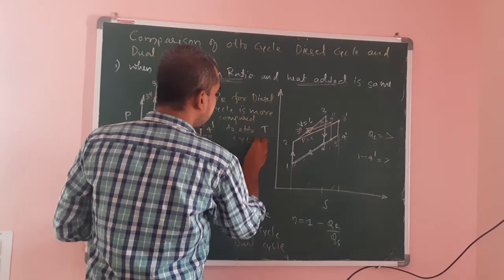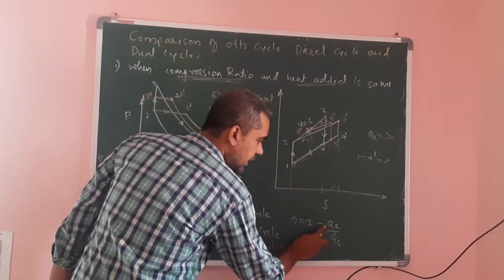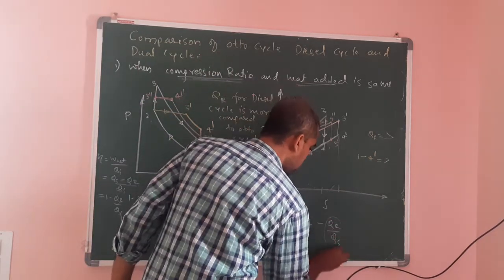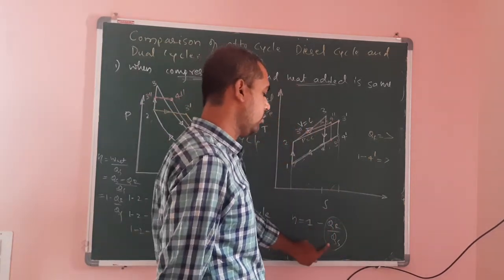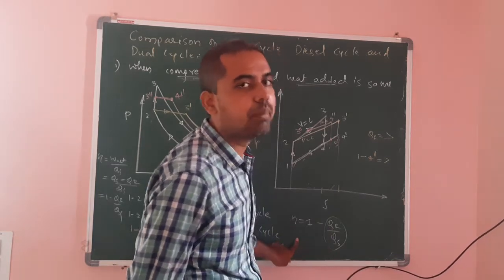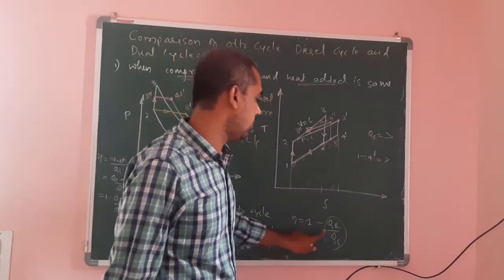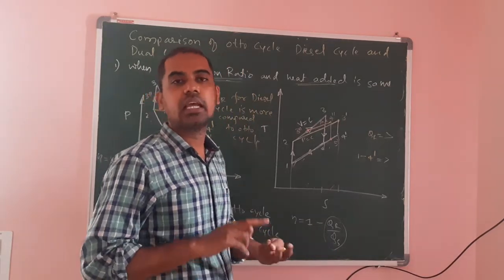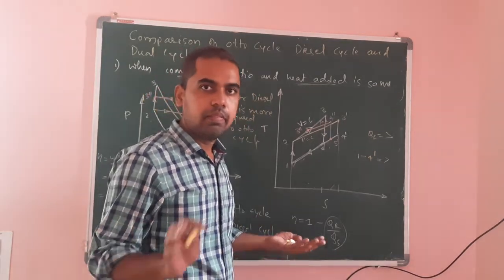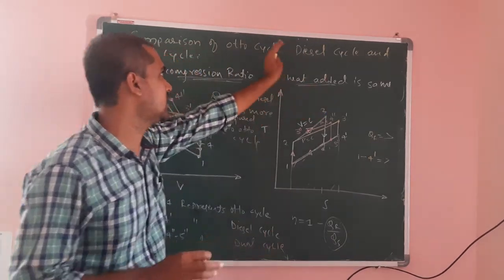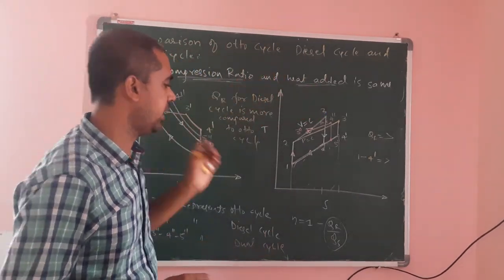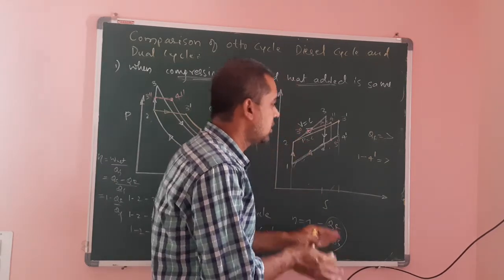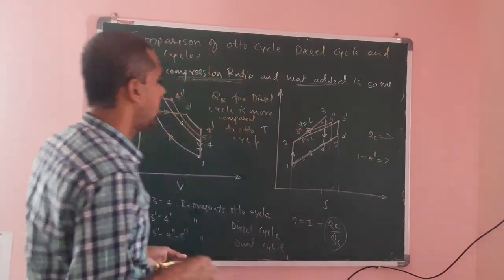Then what can we judge? For the diesel cycle, QR is more. This term will be more. If QR is more, this term will be more, which means efficiency will be less. Efficiency is 1 minus this term. QS anyhow will remain the same for Otto, diesel and dual cycle. That is the condition based on which we are discussing them. Therefore, efficiency of the diesel cycle will be less compared to the Otto cycle.